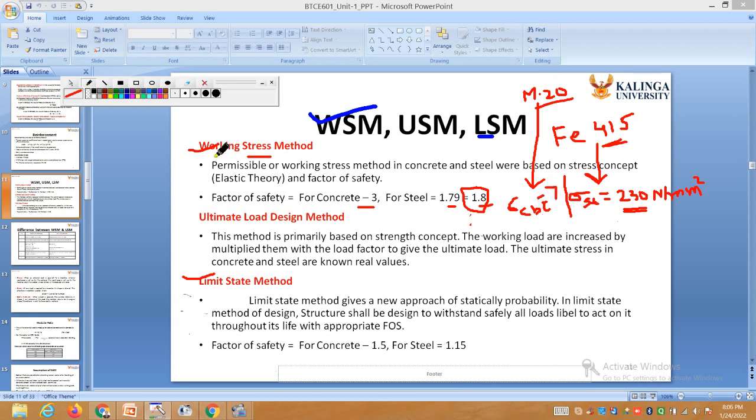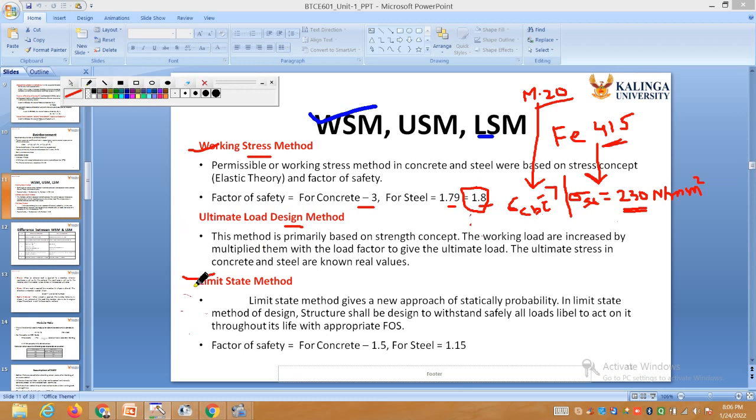So in short, in the working stress method, factor of safety is applied to the strength of the material. Strength of the concrete is 20, you are taking 7, meaning factor of safety 3. Strength is 415, you are taking 230, the factor of safety is 1.8. In short, factor of safety is applied to the strength of the material while designing in the working stress method. Ultimate load design method I shall discuss at last.